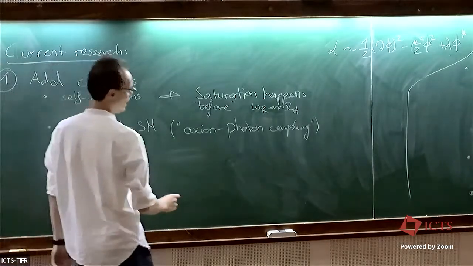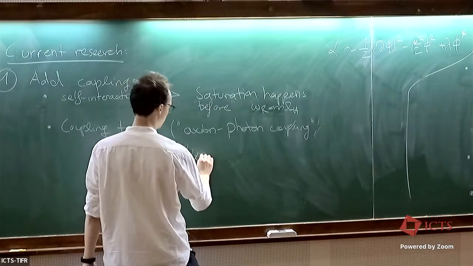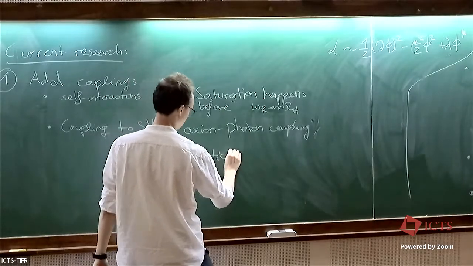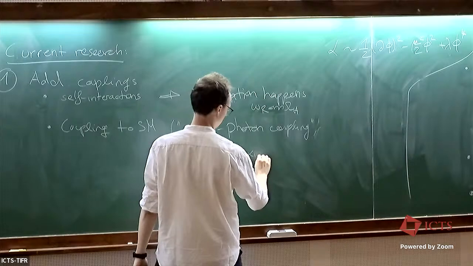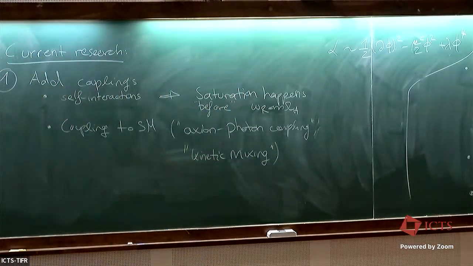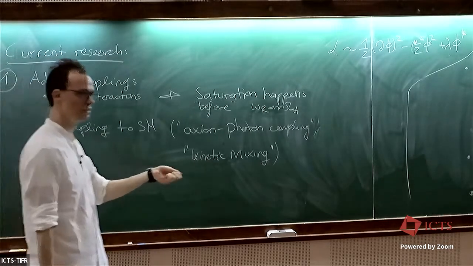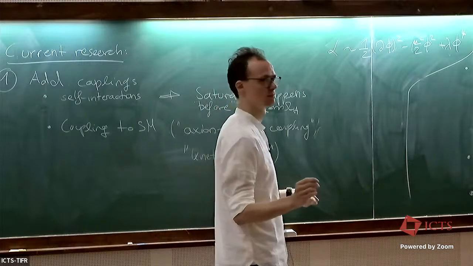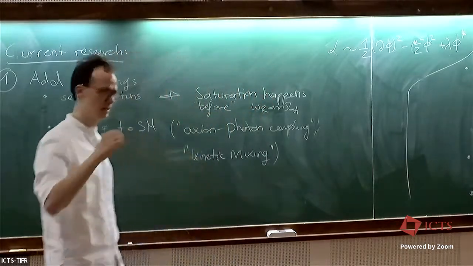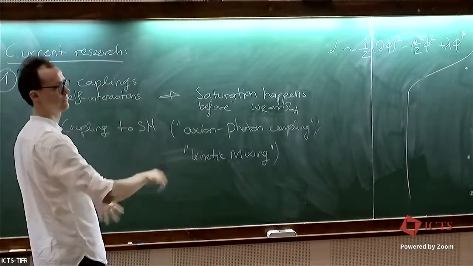And equivalently for the vector, people are considering the kinetic mixing. It's basically the same as the axion photon coupling, just simply that you there convert the ultralight vector boson into a photon, okay? And then there's a bunch of new dynamics that happens there, and that might again affect the whole story and therefore your constraining power.